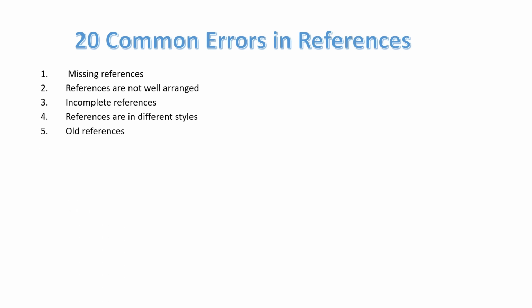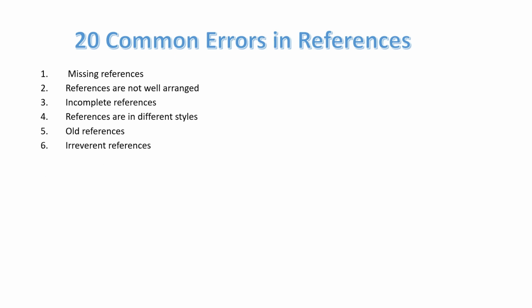Then the old references. We see that students are making references of 1980, 1990. So 20-year, 30-year references, most of their references are old. It means that they are not well aware of the latest literature. So your references must be within 5 years, but you can also cite old references in methodology.